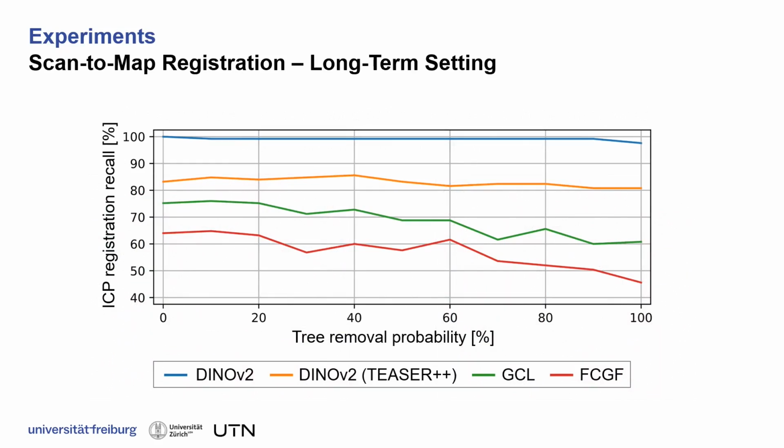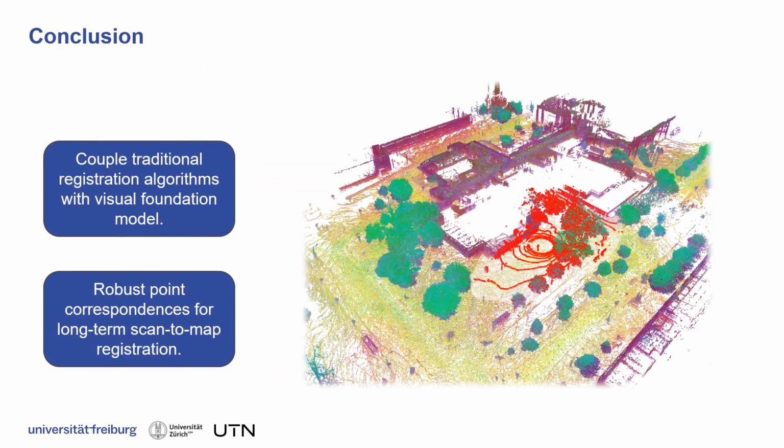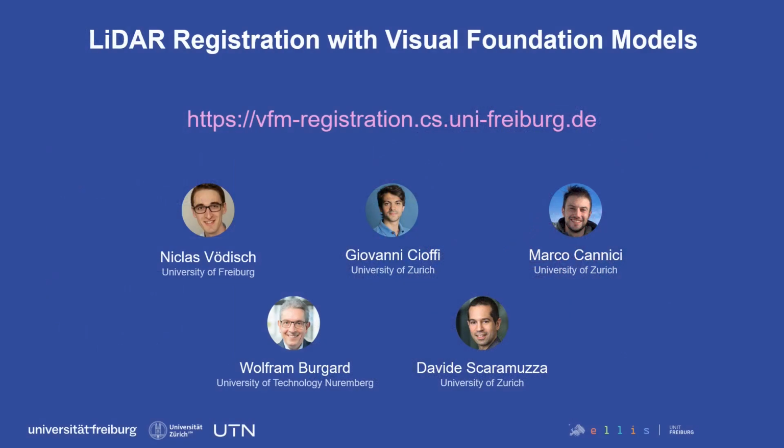In this plot, we show the registration recall after refinement for our method, labeled as DINOv2, alongside the 2 best-performing baselines. The main insight is that our proposed point descriptors are robust, even when faced with significant structural changes in the environment. To conclude, we have shown that DINOv2-based point descriptors can be effectively integrated with traditional registration algorithms, resulting in robust point correspondences. Thank you for your attention.